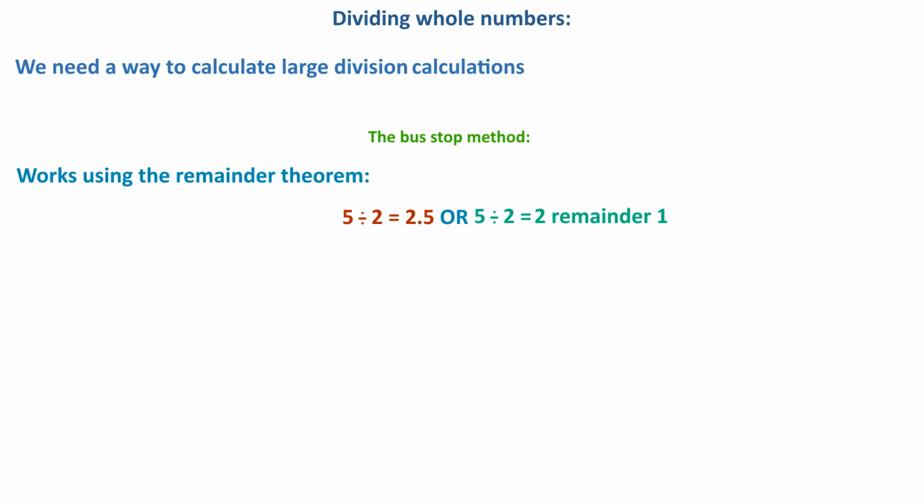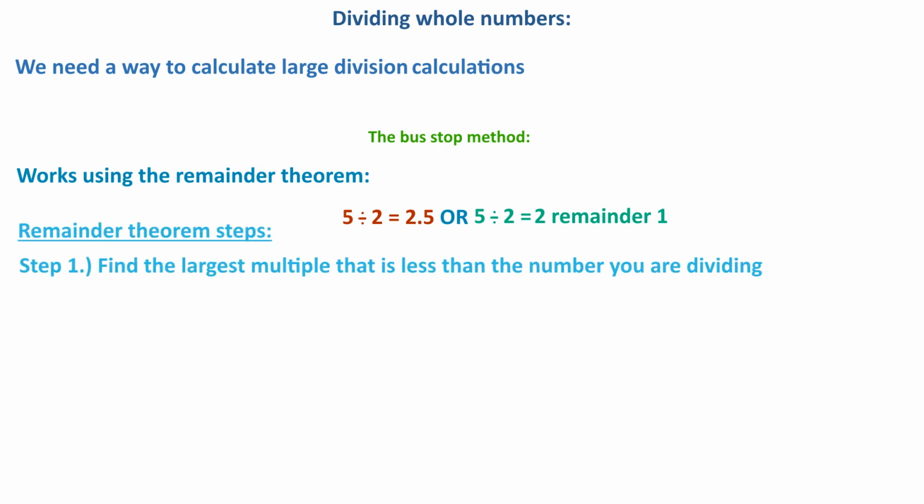There are a few steps to finding the answer to a division using the remainder theorem. For step 1, we find the largest multiple that is less than the number you're dividing. This sounds really complicated, but basically means we find the biggest whole number that we can multiply this number by and still get an answer that's less than this number. So for example, when we were doing 5 divided by 2, the biggest whole number that we can times 2 by and still get an answer that's less than 5 is 2, because 2 times 2 is 4, but 3 times 2 is 6.